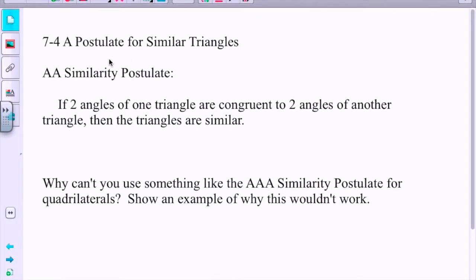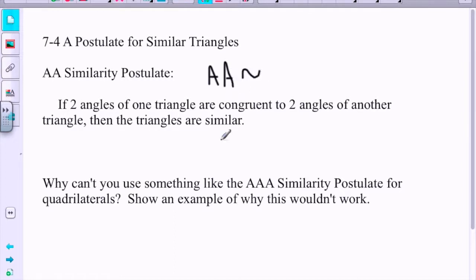So in 7.4, we're talking about actually just one postulate for similar triangles. It's called the AA similarity. And the way you can write that is the AA with the squiggle next to it. And it says if 2 angles of one triangle are congruent to 2 angles of another triangle, then the triangles are similar. Okay? So again, you could write that as AA similarity.